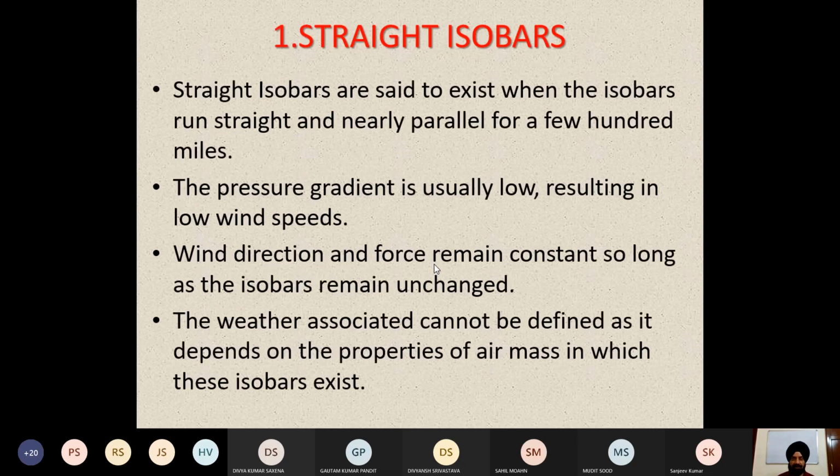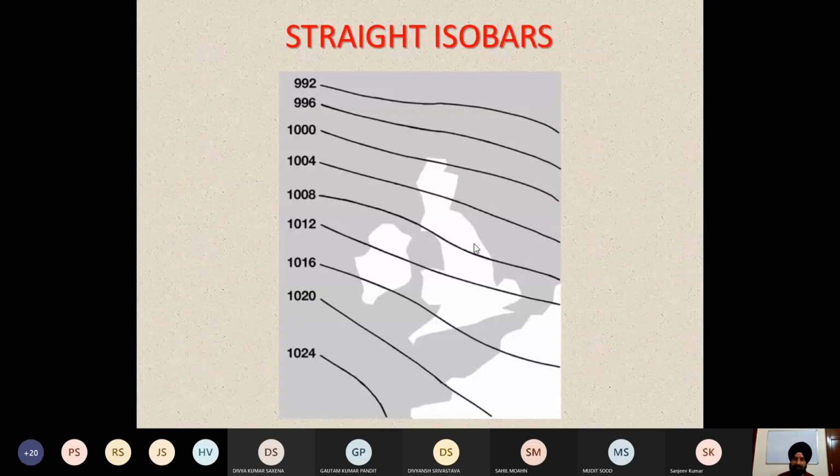First, straight isobars. What are straight isobars? They are said to exist when the isobars run straight. You can also write that isobars are the lines on the weather map joining areas of equal barometric or atmospheric pressure. They run straight, nearly parallel for a few hundred miles. Pressure gradient is usually low, resulting in low wind speeds. Wind direction and force remain constant so long as the isobars remain unchanged. The weather associated cannot be defined as it depends on the properties of the air mass in which these isobars exist. All these isobars are drawn at an interval of 4 millibar.